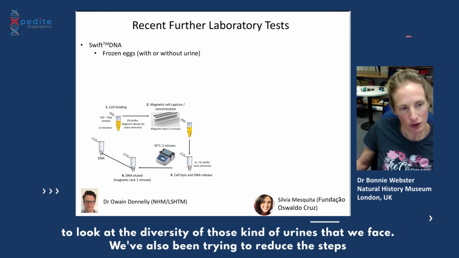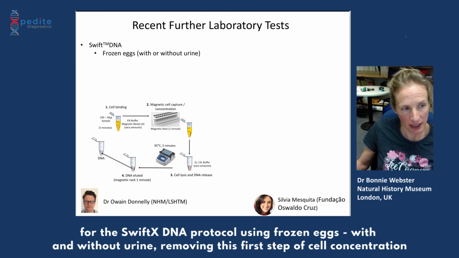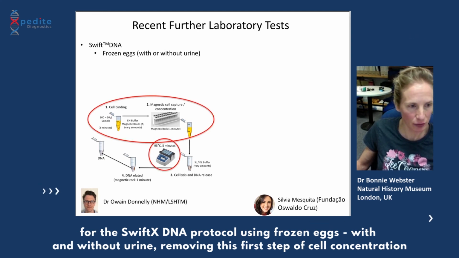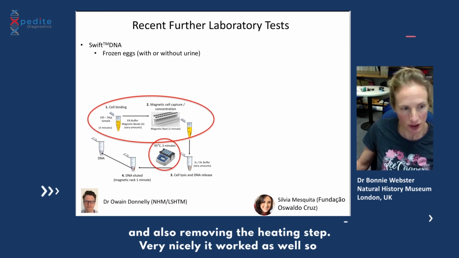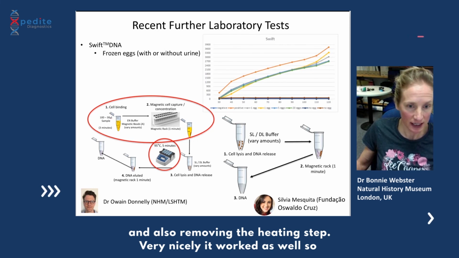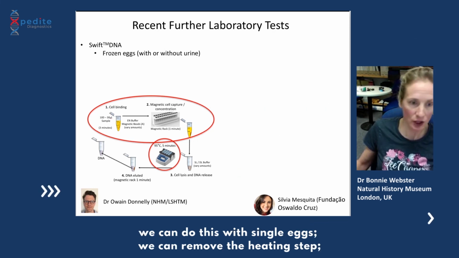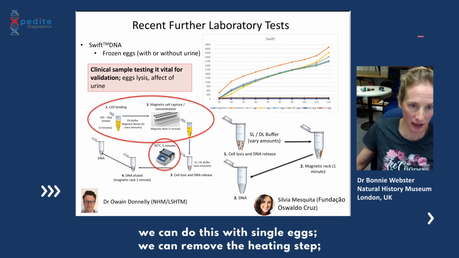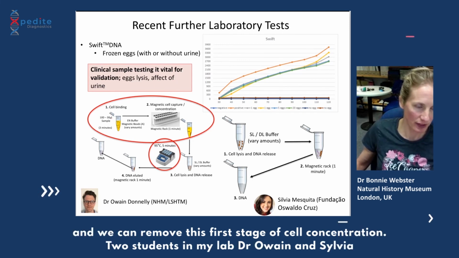So we've also been trying to reduce the steps for the Swift DNA protocol, again using frozen eggs with and without urine, removing this first step of cell concentration, and also removing the heating step. And very nicely, it worked as well. So we can do this with single eggs. We can remove the heating step, and we can remove this first stage of cell concentration.